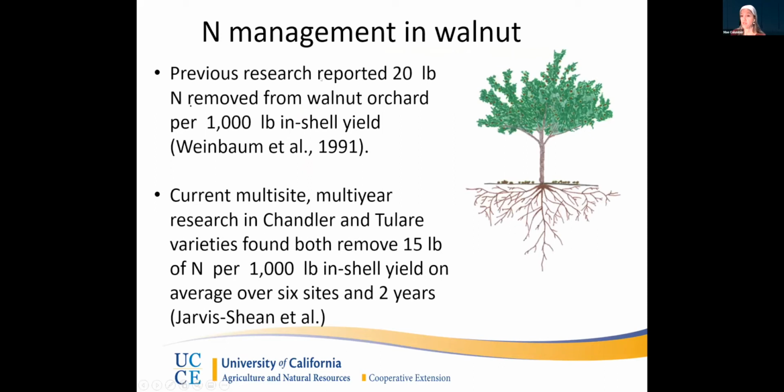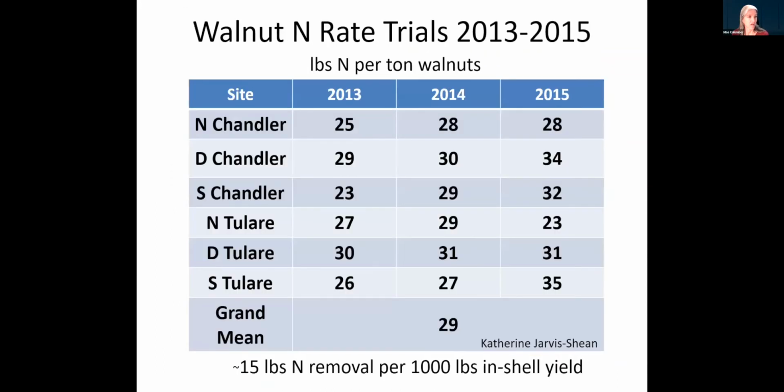So previous research reported that 20 pounds of nitrogen were removed for 1,000 pounds of in-shell yield, but some more current multi-site, multi-year research in Chandler and Tulare varieties have found that both remove about 15 pounds of N per 1,000 pounds of in-shell yield. And this was determined based on the average of 6 sites over 2 years, and that study is still in progress.